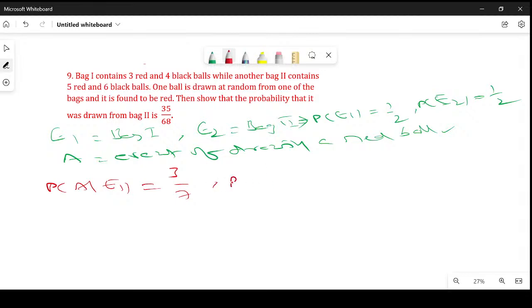P of A by E2. Suppose the red ball is from the second bag. In the second bag we have 5 red and 6 black, a total of 11. Favorable to red is 5, so it comes to 5 by 11.